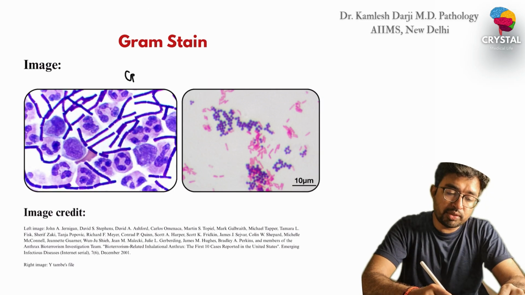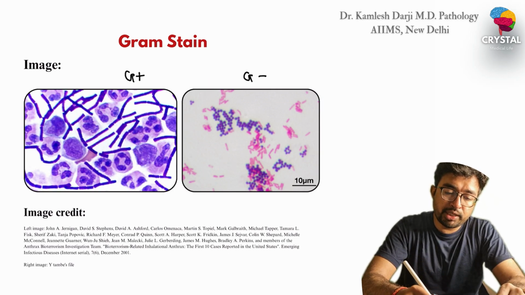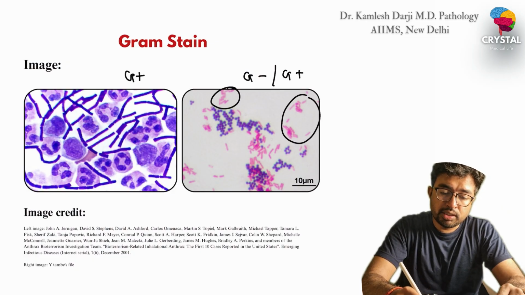So these are the gram positive bacteria, and these are the gram negative and gram positive. So these red colors are the gram negative, and this one is the gram positive.